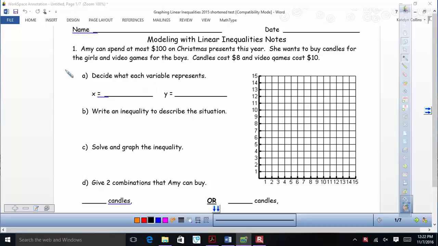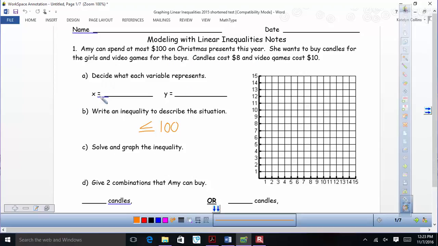So in number 1, it says Amy can spend at most $100 on Christmas presents this year. Does that mean she can spend more or less than 100? Less, okay? So if I was to write that, it would be less than. Could she spend 100? Yes, or equal to 100.